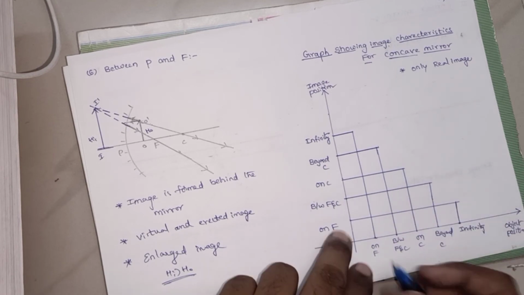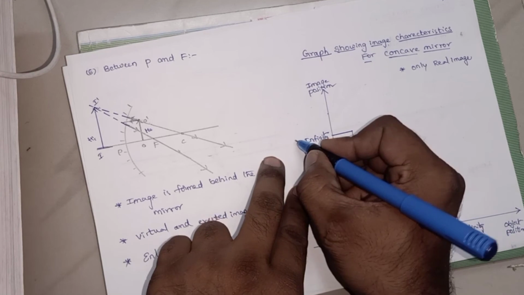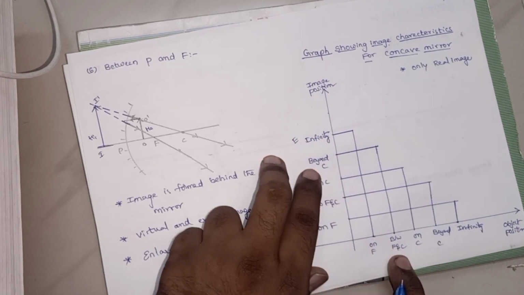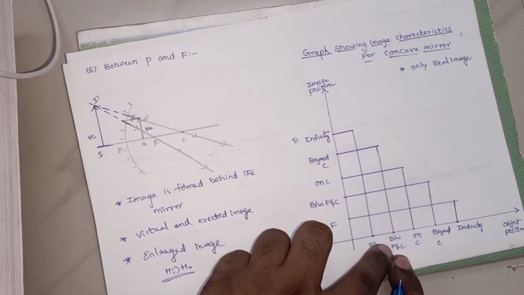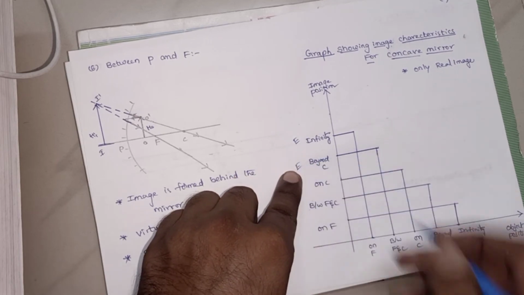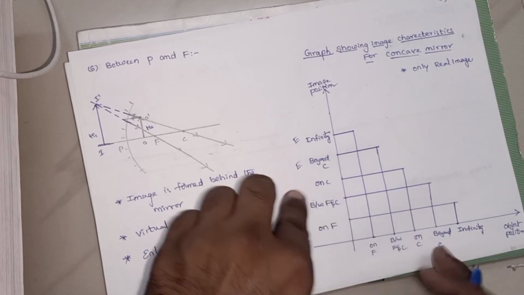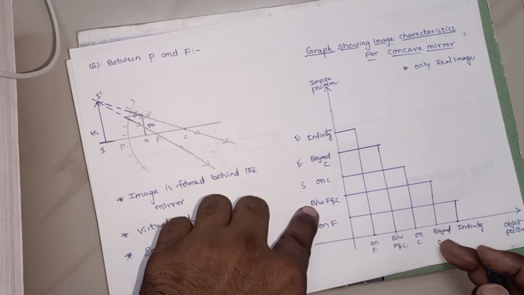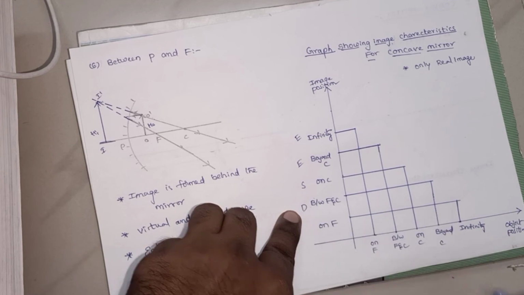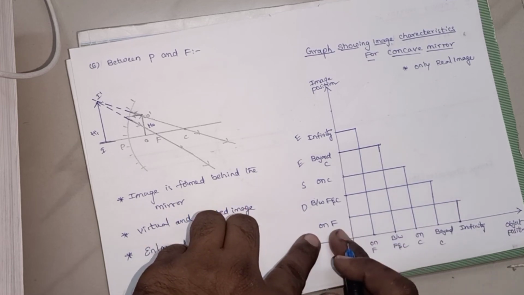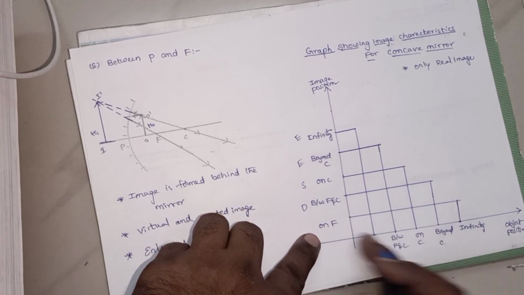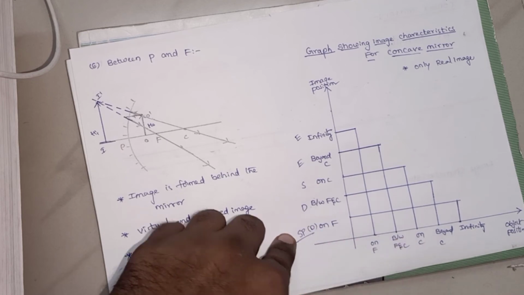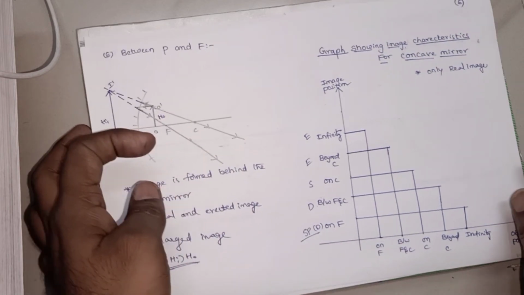Clear? So when you place the object on F, you will get an enlarged image. When you place the object between focus and center of curvature, how will you get it? It is also an enlarged image. When you place the object on C, you will get the same size. When you place the object beyond C, you will get the image between F and C. It will be a diminished image. When you place the object at infinity, you will get a sharp pointed image or diminished image. I hope all of you understood.